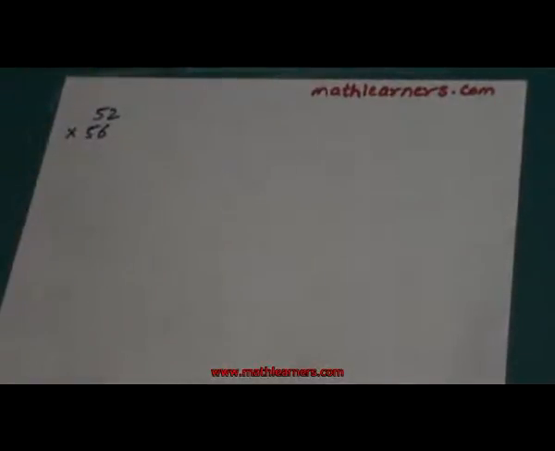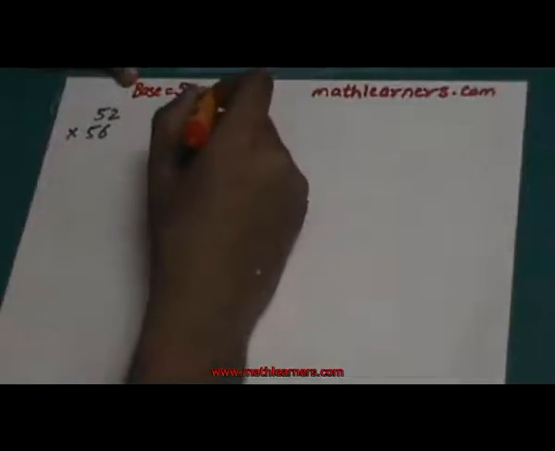Let's say suppose we want to do multiplication of 52 multiplied by 56. Notice here that both the numbers are not closer to power of 10, that is they are not closer to either 100 or 10. So here we can take base as 50, which can be written as 100 by 2.